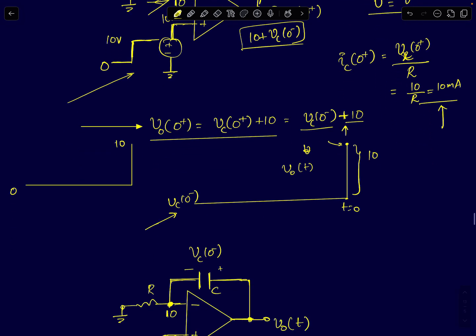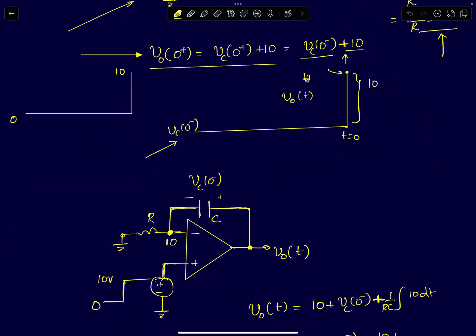Okay. Now that we know what the voltage is at t equal to 0 plus, we'll now find out what happens for t greater than 0 plus. Now I just said at t equal to 0 plus, the circuit has DC negative feedback. The moment there is negative feedback, we can apply our rules of negative feedback and simply analyze the circuit in a straightforward way. This is a non-inverting integrator.